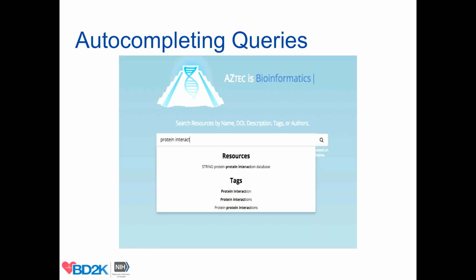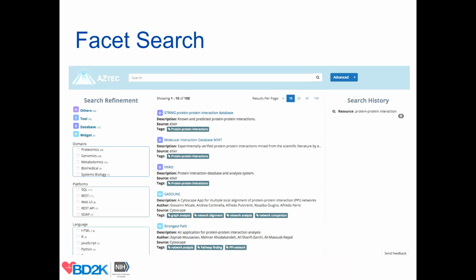To give you some examples of the functions, this is auto-completing queries. If you just type in the protein interact inside the system, it will give you an auto-completing of the resources, which is most similar to the word you type in, and also the tags. You can just choose something, and the page will directly go through the resources and tags. This is a search. You can search your results based on the domains, based on the platforms, the language, and also sources.